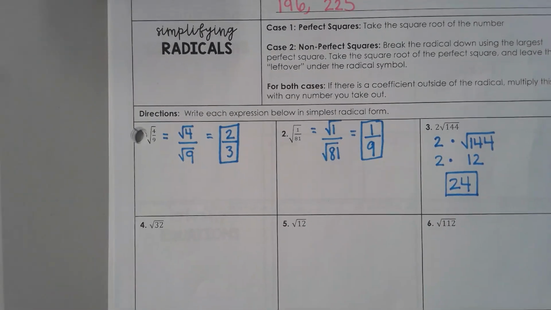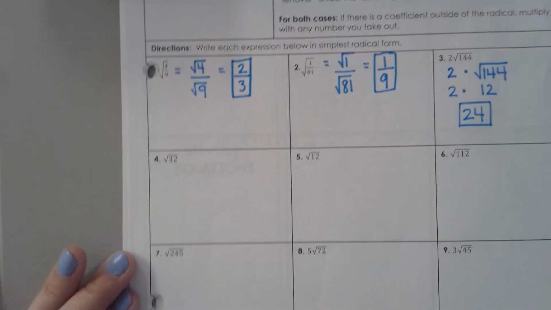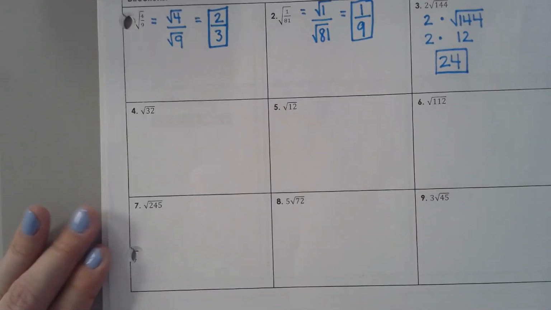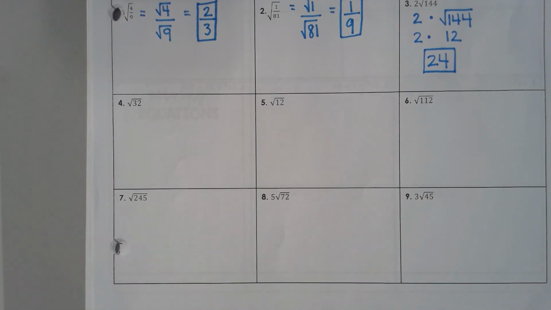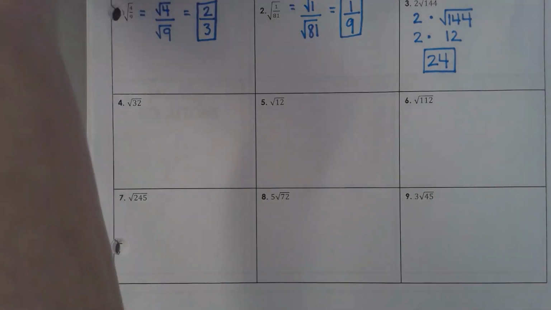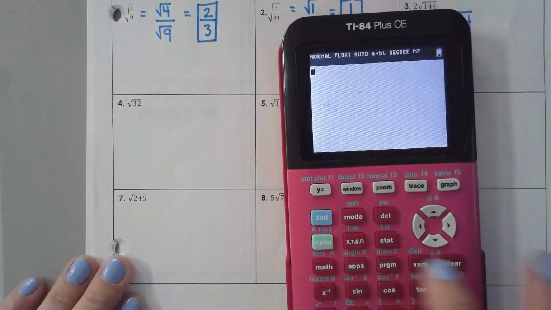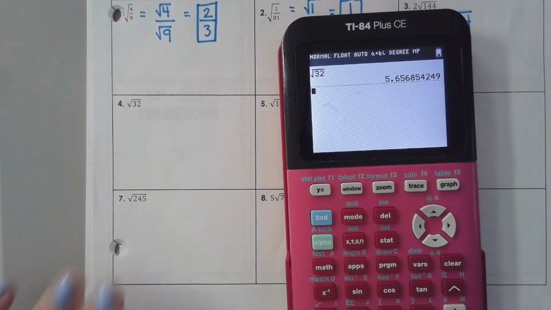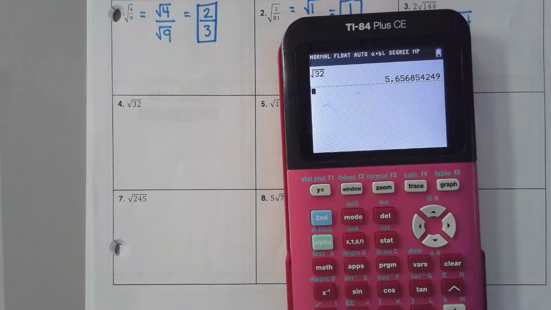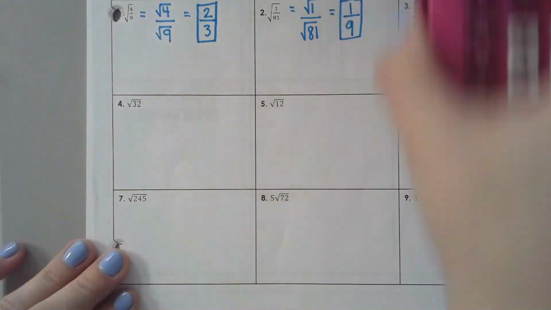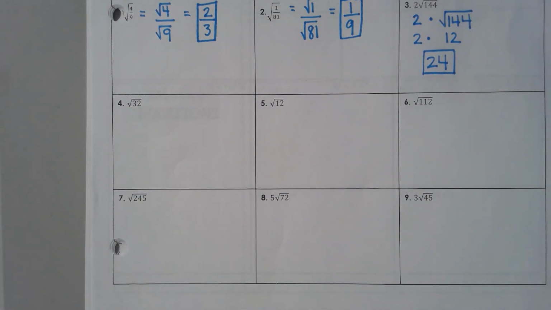But look at number 4. Is 32 on your list of perfect squares? No. When you type in the square root of 32, you get a decimal. Do not put 5.6, 5.7, don't put that down. I do not want decimals. So here is how we simplify a square root.